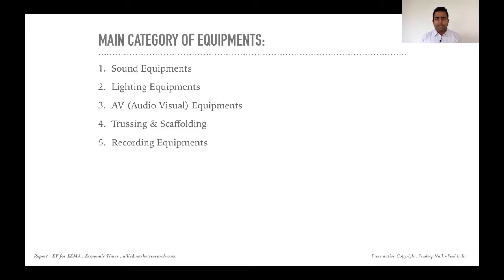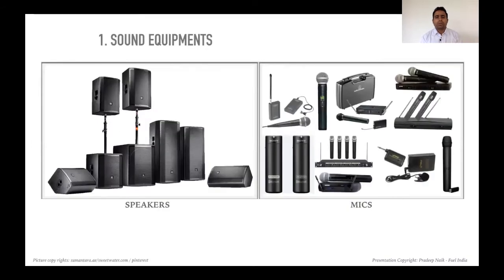So the main categories of equipments: first one is sound equipments, second one is lighting equipments, third one is audiovisual equipments, the fourth one is trussing and scaffolding, and the fifth one, last but not the least, is recording equipments. Each and every category plays its own important role in the show. As we go into detail, you will be able to analyze and understand how each and every element plays its own role. So first, let's talk about sound equipments.